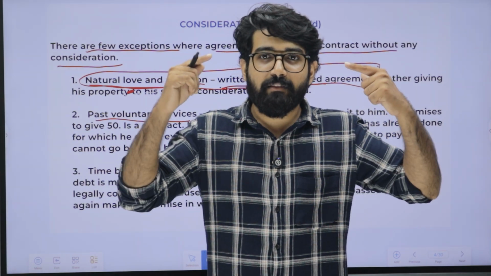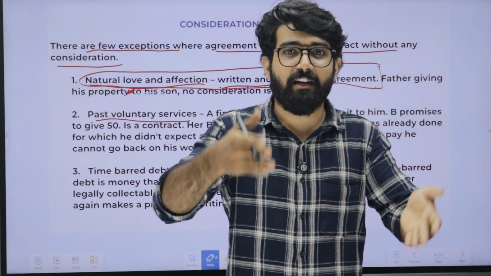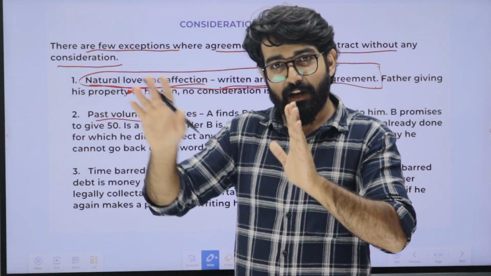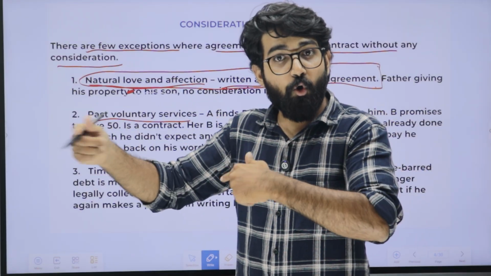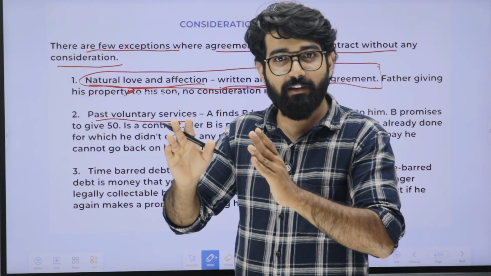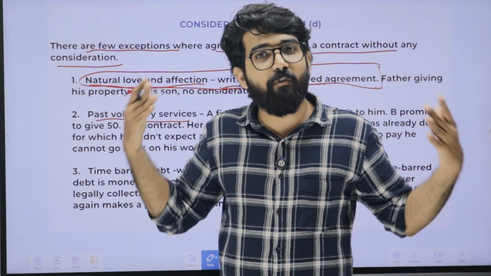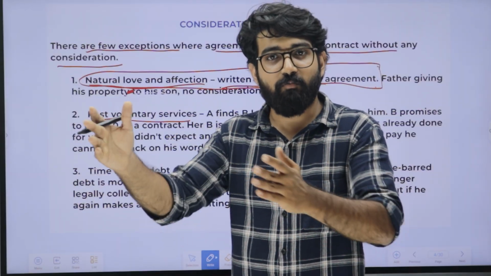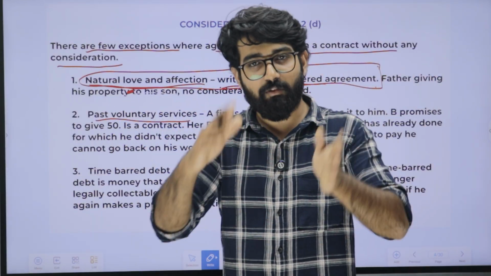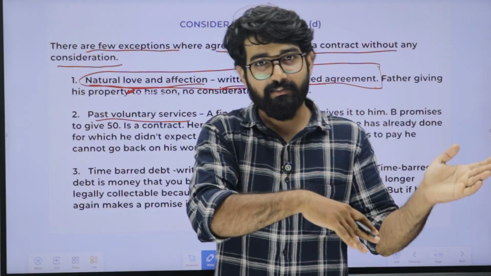Okay, but now you might be thinking, oh, here is a consideration. He has done something for the other person. No, it is a past voluntary service. There was no offer. Contract begins with an offer. Here, there is no offer. He didn't ask me to do it. I did it voluntarily. So it has been done in the past. The voluntary work was done in the past.